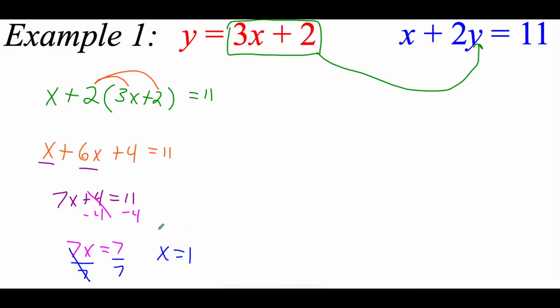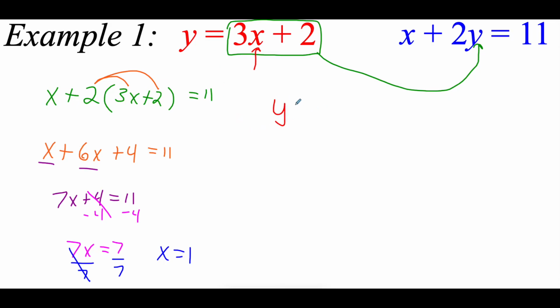Now, step number 3 says that we're going to take this answer that we got and go back to the equation in step number 1. So that's going to be this y equals 3x plus 2 equation. We know what x is. We know that x is equal to 1. So we're going to take that 1 and plug it in for x to figure out what y is.